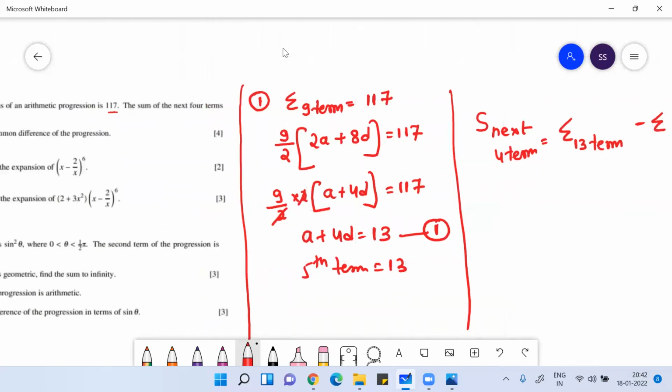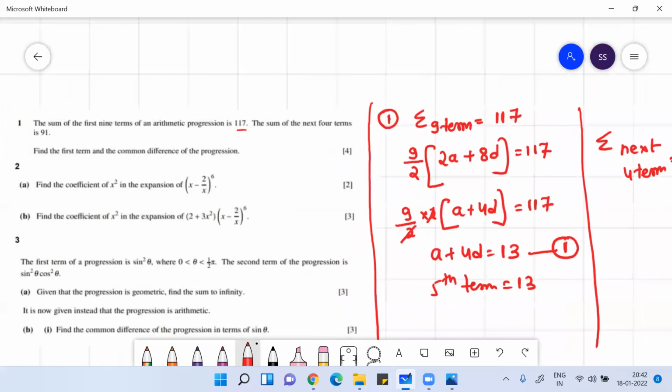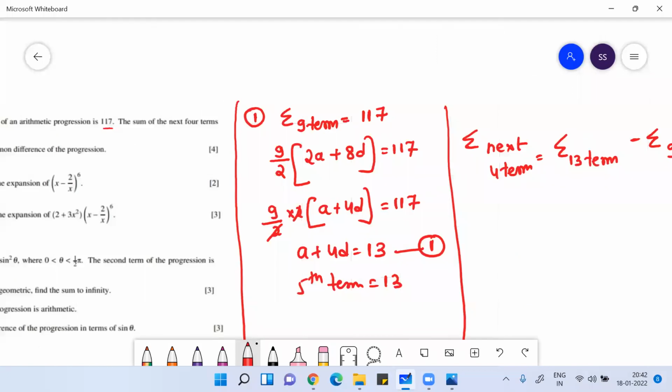The sum of the next four terms is equal to the total sum of 13 terms minus the sum of 9 terms. So the sum of the next four terms is 91. The sum of the first 13 terms we don't know, but I know the sum of the first 9 terms was 117. So I can find the sum of the first 13 terms. It will be 91 plus 117.